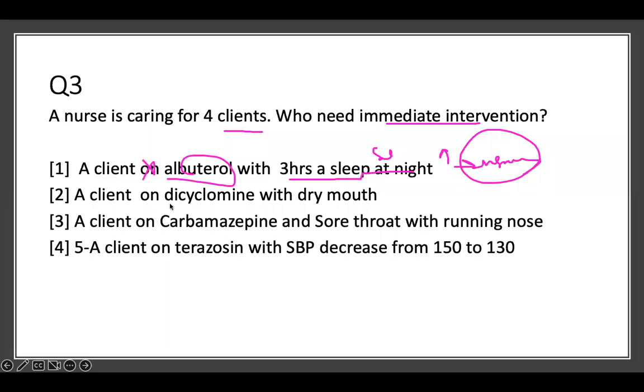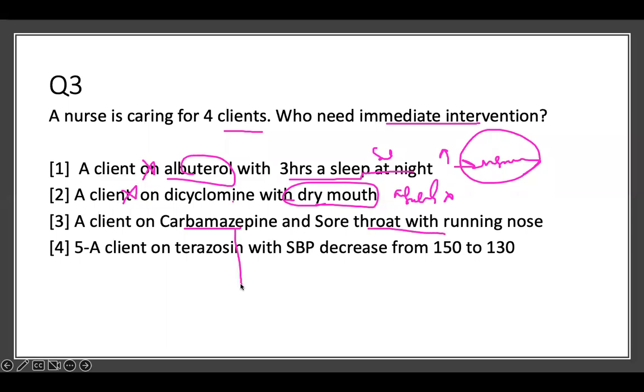The client on dicyclomine with dry mouth. Yeah, you ask yourself, why do you get dry mouth? Anything that will decrease acetylcholine will make you have dry mouth. And dicyclomine is anticholinergic, so it blocks acetylcholine function. Therefore, you have dry mouth. This is expected.